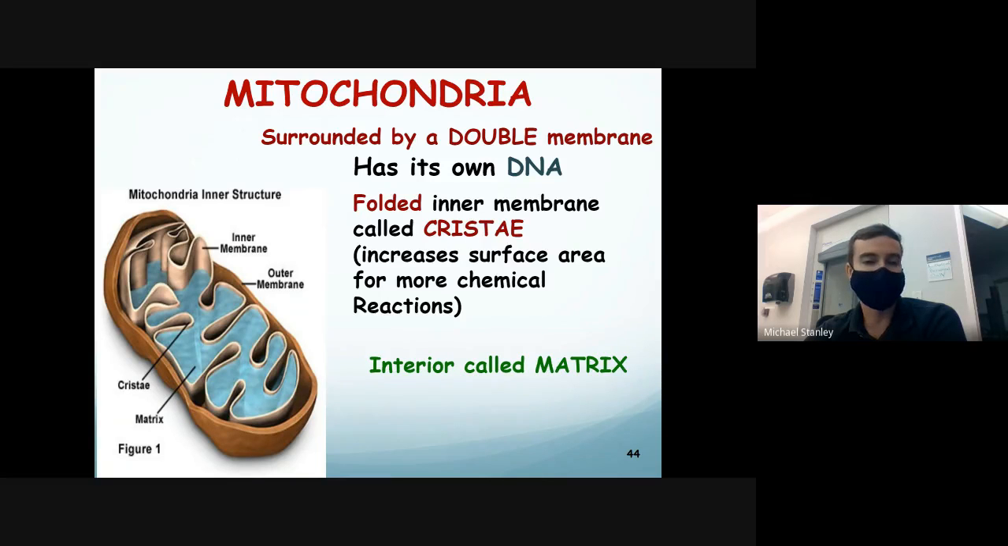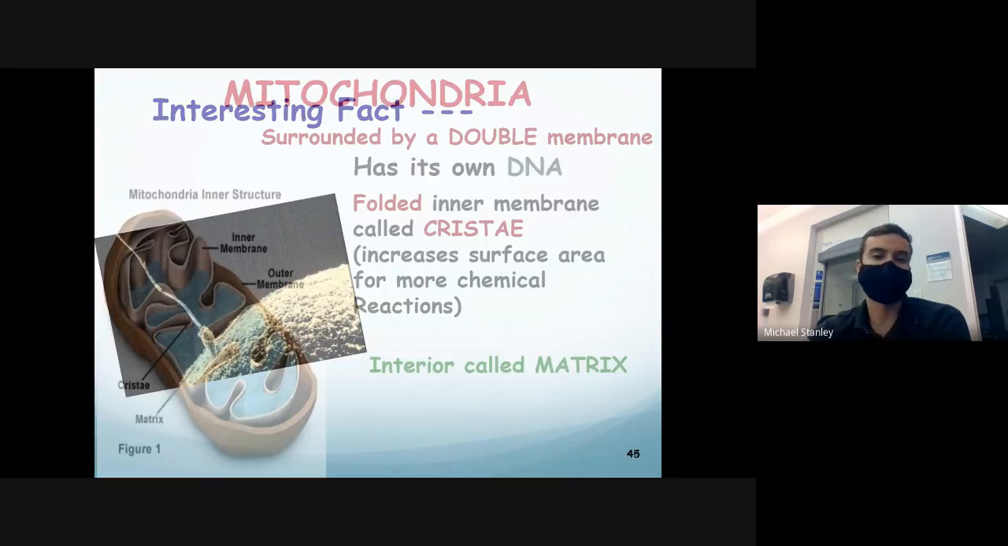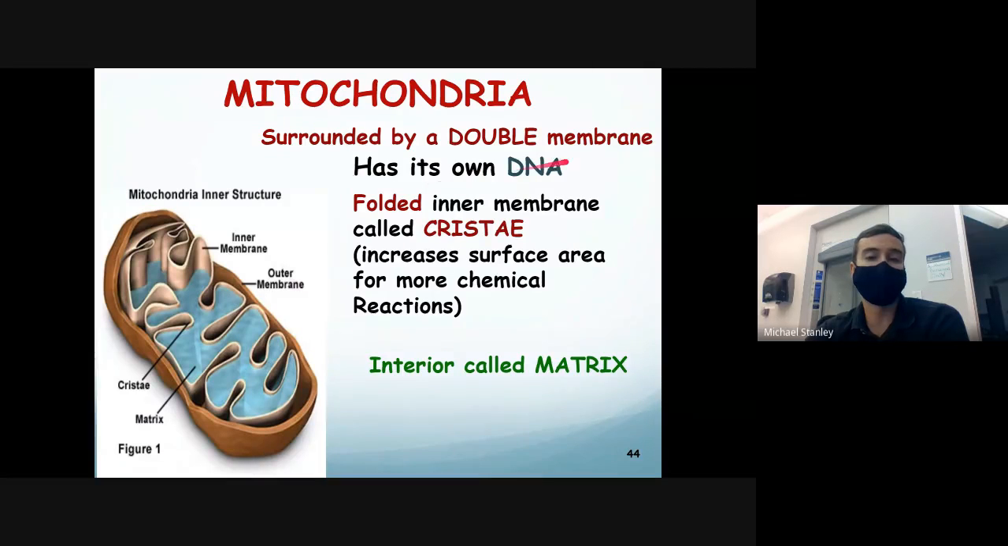I don't really need to know much about the membrane, so we're going to skip that. So one cool thing about mitochondria is that it has its own little mini section of DNA inside of the mitochondria.